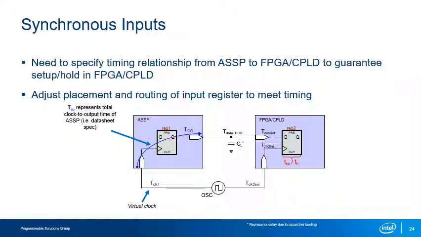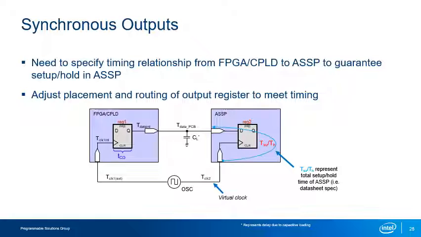If the fitter knows about the tCO of the external device shown here, as well as the board delays for the clock and data, it can place and route the input register along with the tdata_int and the tclock_to_int paths in such a way as to ensure that the FPGA setup and hold time requirements are met.